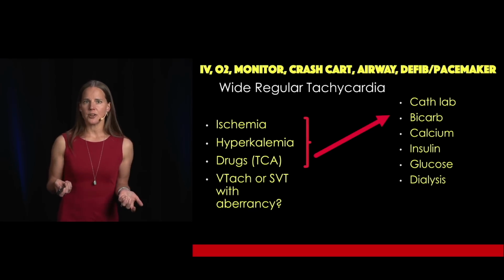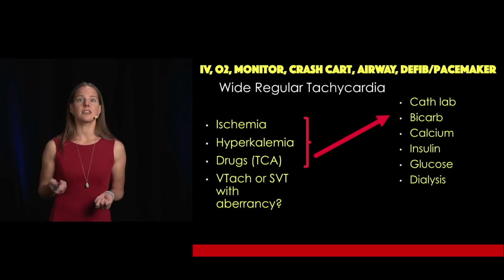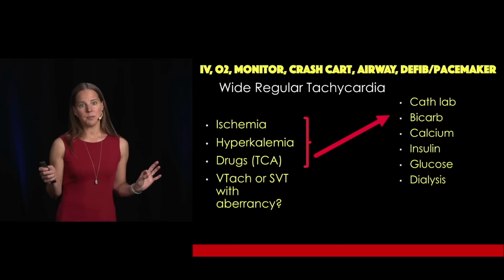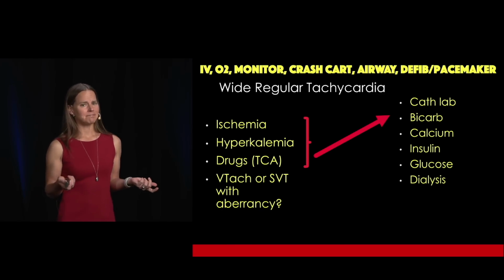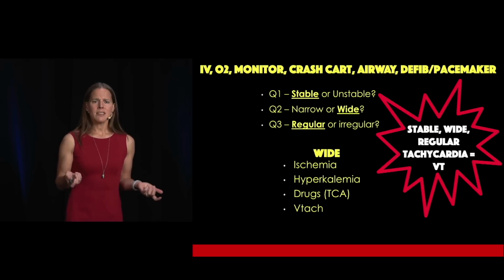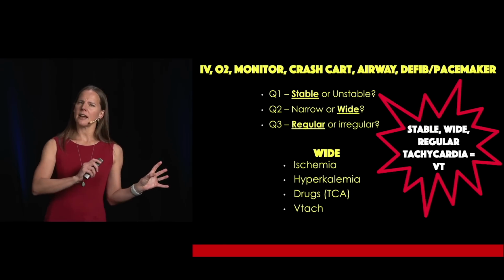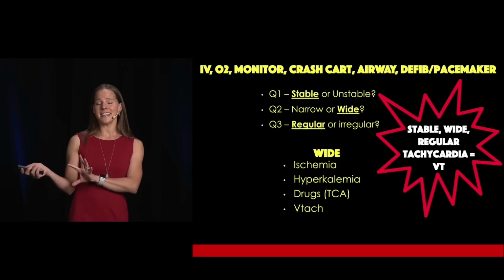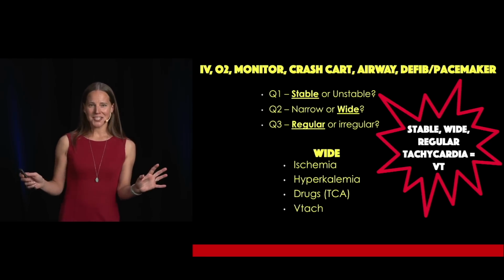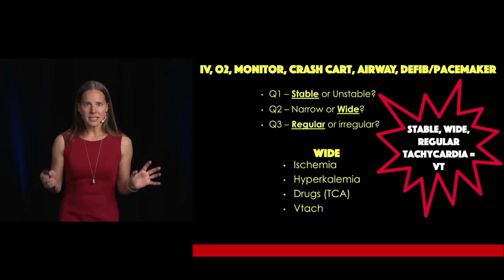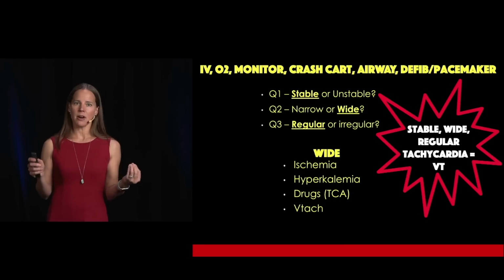If it's a tricyclic overdose or some other toxicological cause, then you're going to use the antidote, and bicarbonate would be the one for tricyclics, right? So if you've gone through that list and then you get down to, is it VTAC or is it SVT with aberrancy? My summary of that question is that you want to always assume it's VTAC, because VTAC is the scary, deadly part of this.